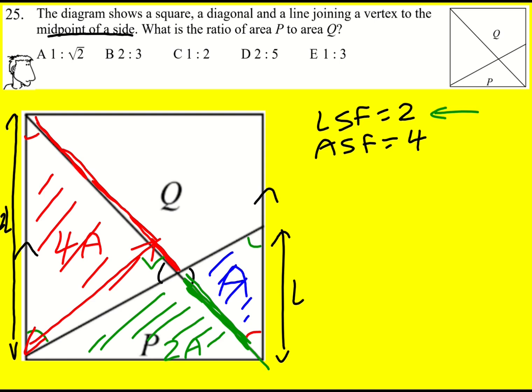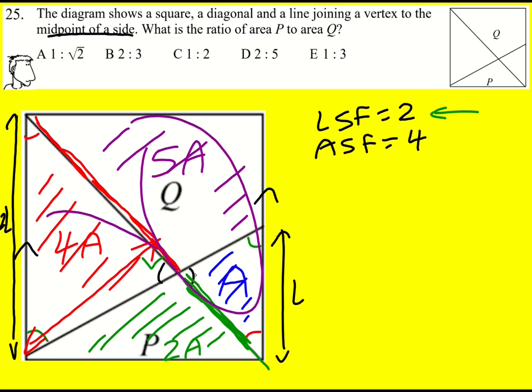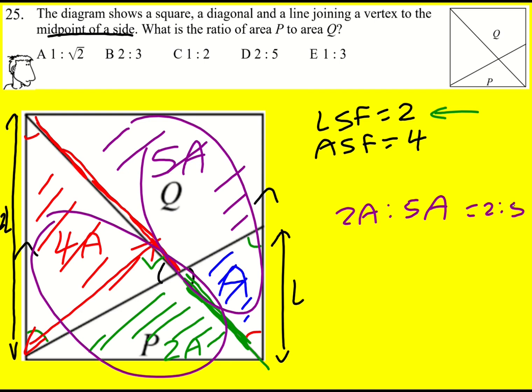And we're nearly there now, because that means half of the square is 6A, the red plus the green, which means the remaining part that I haven't shaded, which I'm now going to shade in purple, must be 5A. Because these two add up to 6A, since these two added up to 6A. So the ratio of area P to Q, sorry, I got it the wrong way around, P to Q is going to be 2A to 5A, which simplifies to 2 to 5.